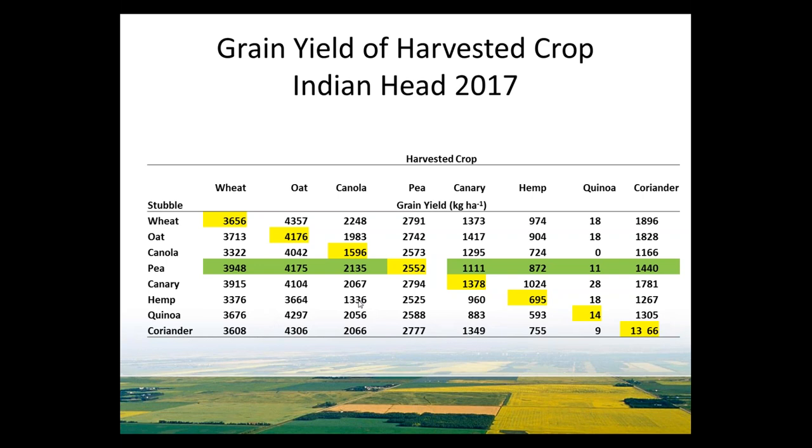Plus you start to build up disease and insect pressure, and you're using the same herbicide. So herbicide weed resistance can be increased as well.